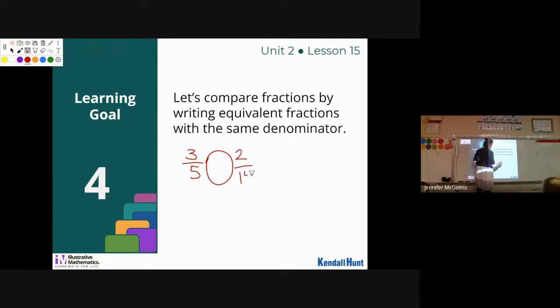So look here. What fraction am I going to rewrite, Annabelle? 3 and 5. Very good. I'm going to rewrite 3/5, and what am I going to turn it into? So 15, by 5 times 3. Beautiful. 3 times 3 equals 9. Excellent. So what does that tell us? 3/5 is bigger than 2/15.